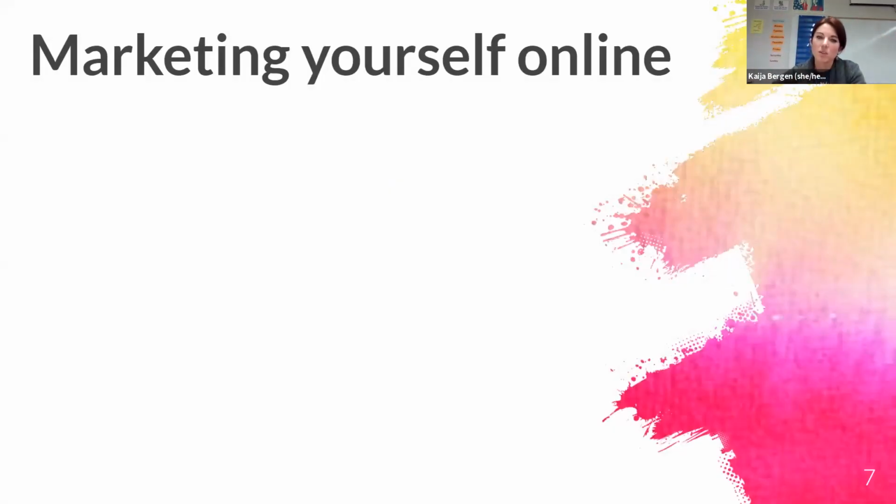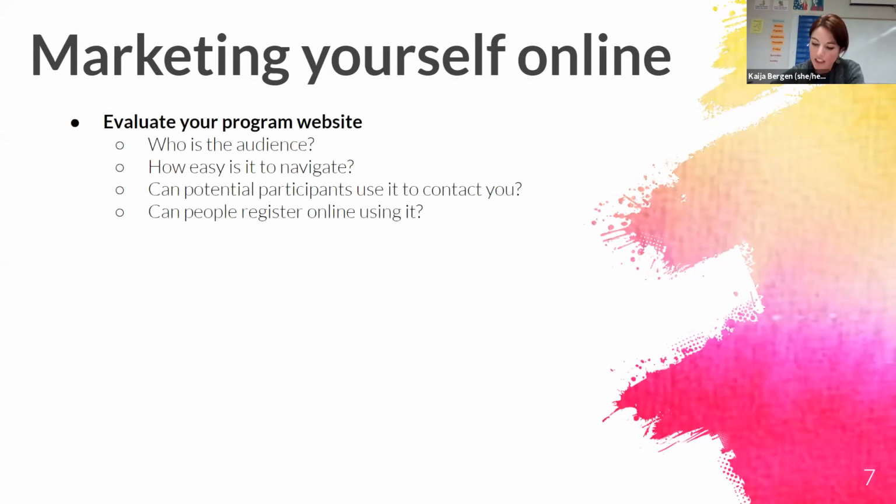So from here, we're going to go into digital outreach, and we're going to do some overview, and we're also going to do some really specific tools. When you're marketing yourself online, the first thing that I think is useful to do is evaluate your program website. The first part of that is first having a program website. If you don't have one yet, there are ways to get a free program website. We started by using Weebly, which has a free option. I'll just say it's Weebly.